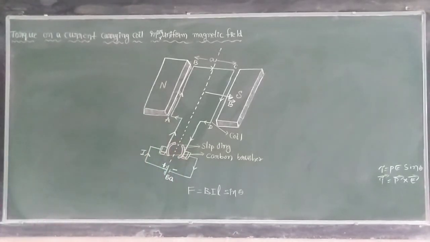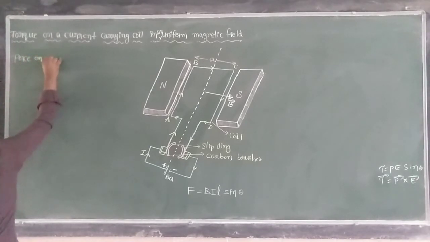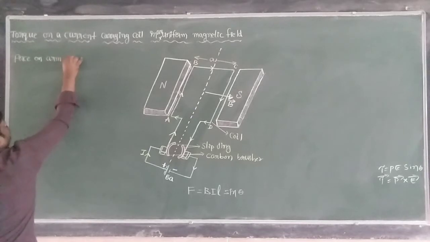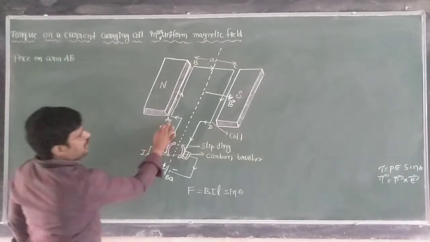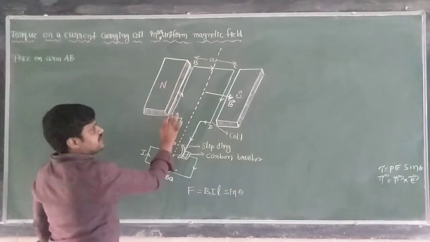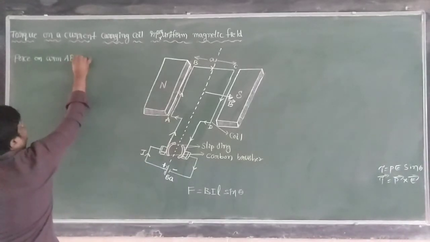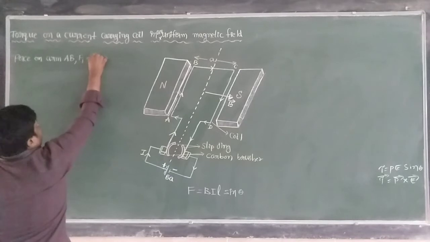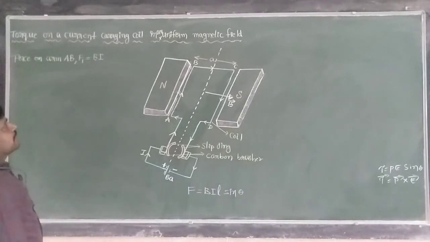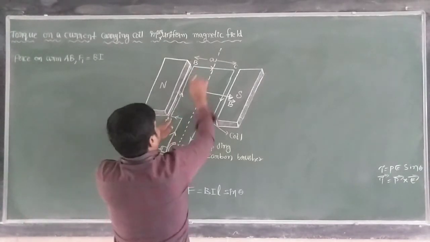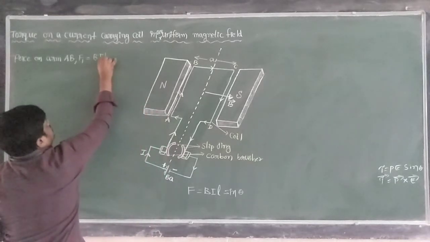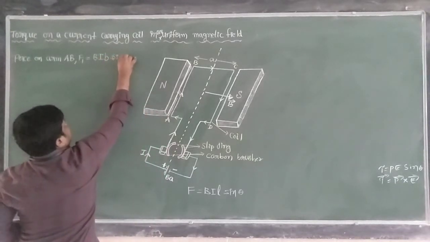Let me see. First, what I would like to write here: force on arm AB. First I am taking AB. That force I can take as F1. F1 is equal to, what is the formula? BIL. L means length of the conductor. But here A to B, the length is nothing but small b. So BIb sin theta.